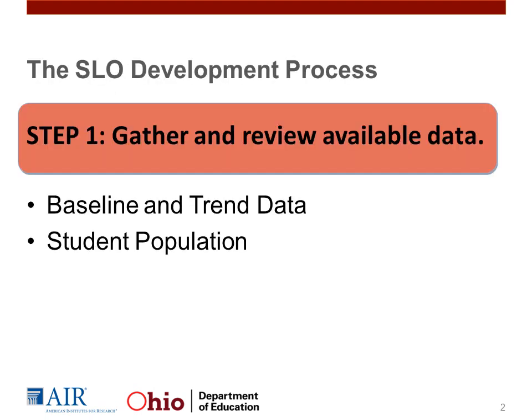The first step of the SLO development process is to gather and review available data. During this step, we will complete the baseline and trend data and student population components of the SLO template. As you will remember from earlier modules, teachers will want to review baseline data, data on current students' performance, and trend data, data on how their students performed in the course in prior years, and/or data on how your current students have performed over time. Most likely, teachers will not have all of this information available to them, but teachers should have enough information to help them identify student strengths and weaknesses.